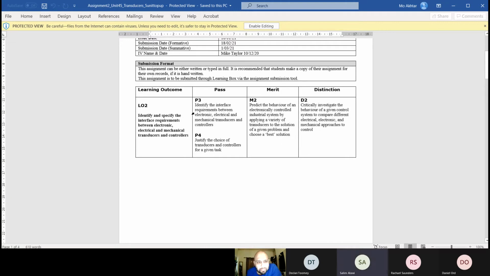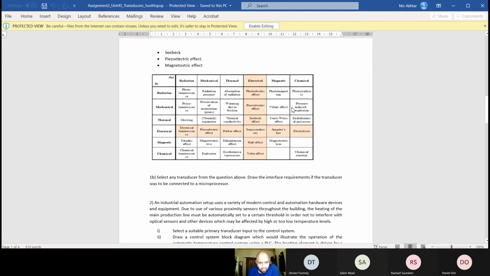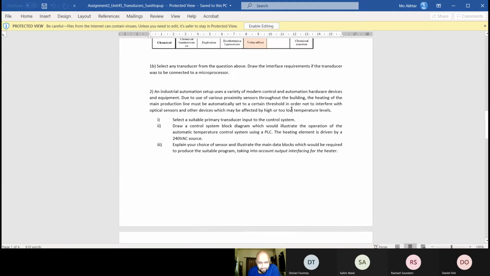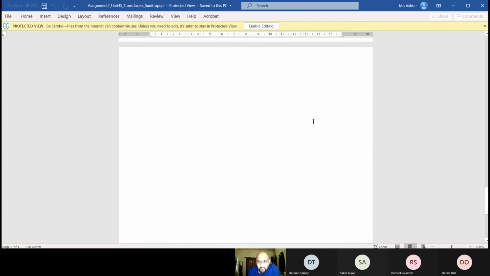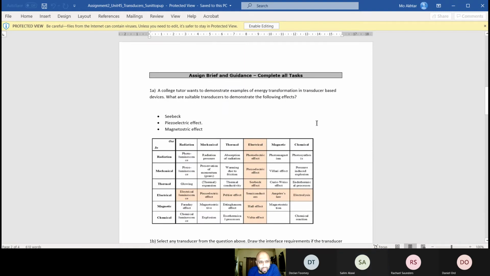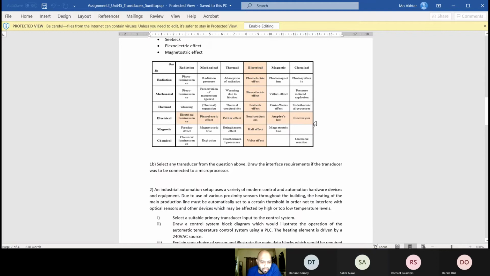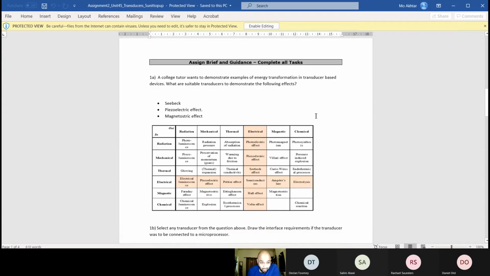Okay, this has got 4 assessment criteria: P3, P4, M2, and D2. I wrote this assignment last year, so I still remember it. And I remember it wasn't a very particularly huge assignment. It wasn't a big assignment. It depends on how you answer the questions. So let's just start now.